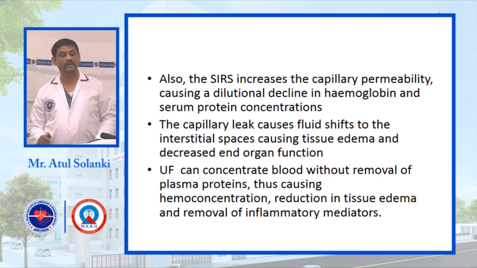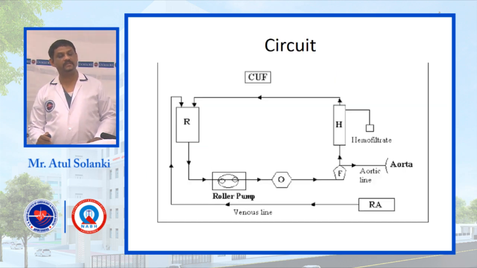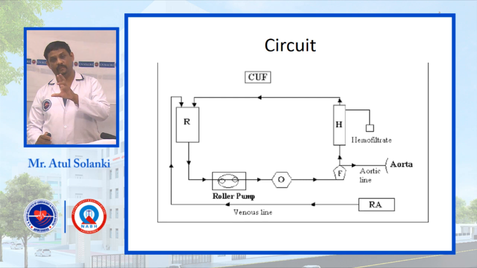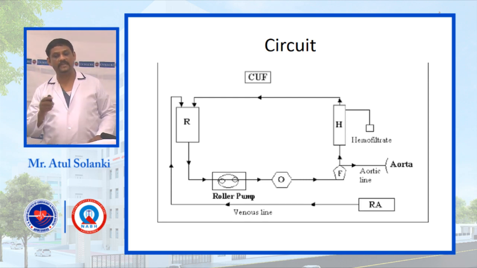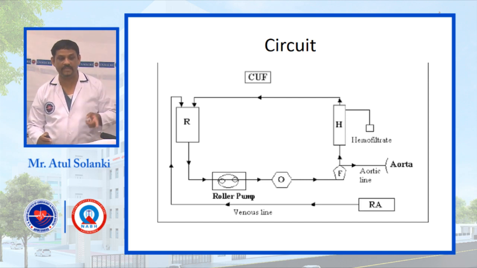Ultrafiltration can concentrate blood without removal of plasma protein, thus causing hemoconcentration, reduction in tissue edema, and removal of inflammatory response mediators. So this is a typical circuit. Generally, for our understanding, we take blood from the roller pump, and from the roller pump we give positive pressure to the hemoconcentrator or dialyzer, and from this the filtered blood is given back to the reservoir. This is a typical conventional ultrafiltration circuit.